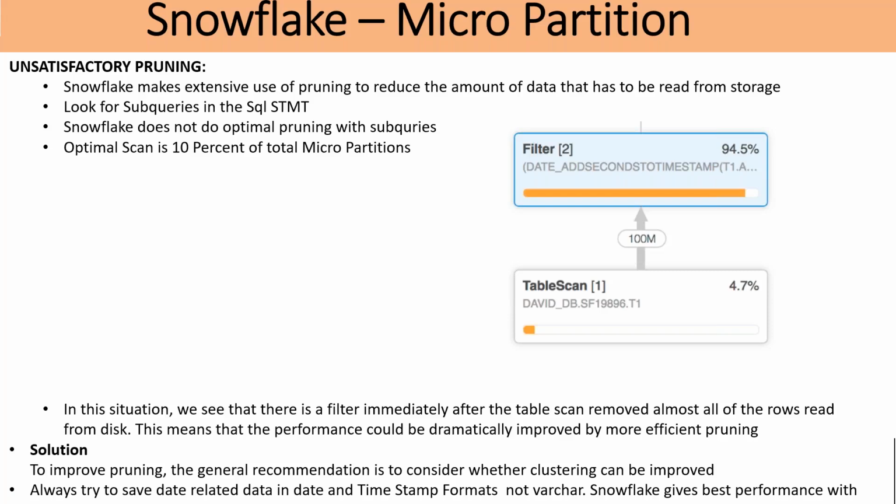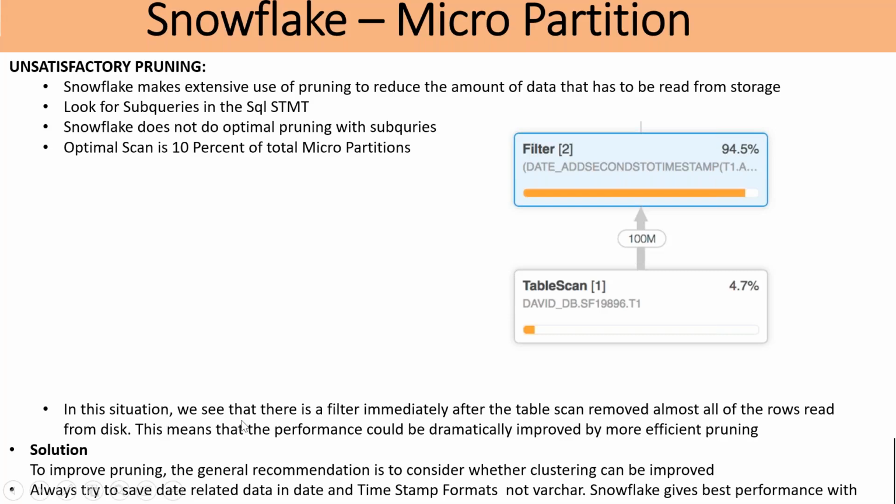Normally, look for subqueries in the SQL statement. Snowflake does not do optimal pruning with subqueries. It got the data, and based on the filter, it has to filter out the data. It didn't know how to do that, and it took a lot of time. And we talked about 10% of total micropartitions, right?